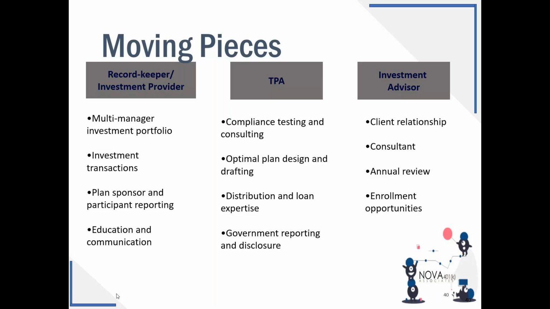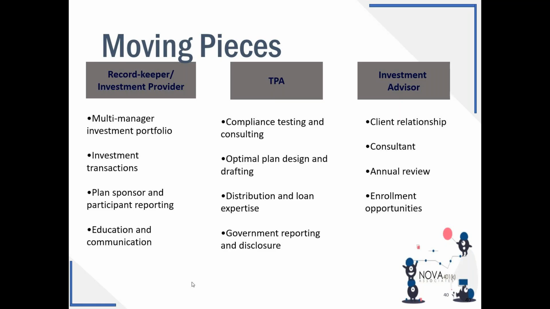So talking about the moving pieces, Christine did get into this area a little earlier in the presentation, the difference between the record keeper or the investment provider, as well as the TPA, the third party administrator, which is NOVA, as well as the investment advisor. So the record keeper is where all of the investment transactions happen. They do all the participant reporting, benefit statements. Most record keepers, depending on the setup, will also provide NOVA with annual reporting, which we will use to prepare the 5500. They also provide education and communication for both the plan sponsor and the participants.